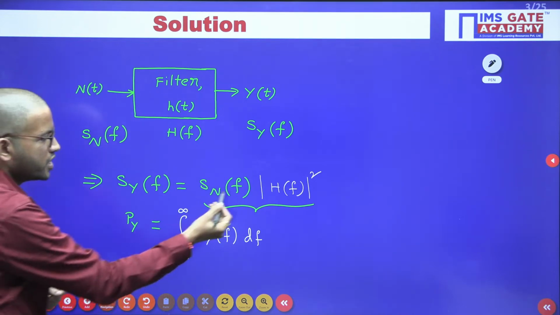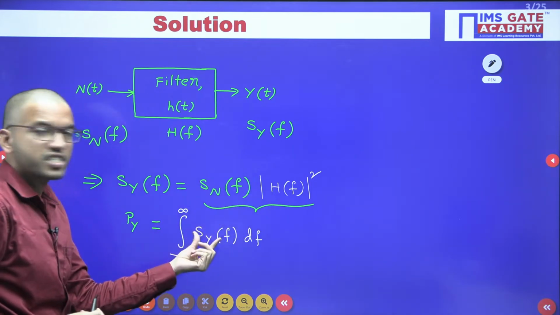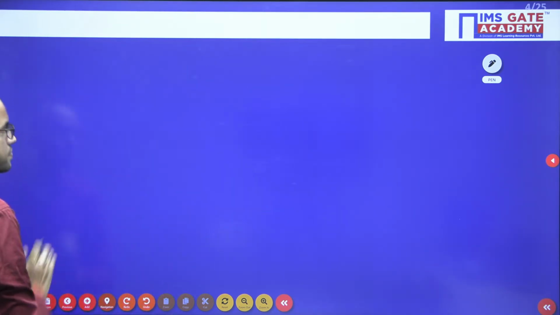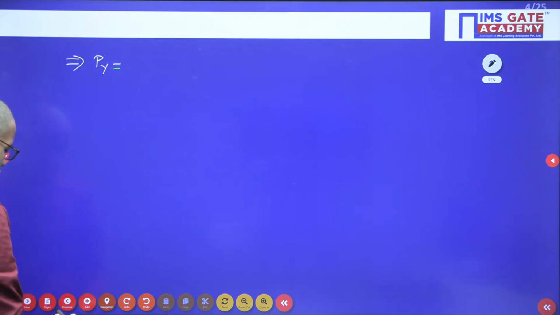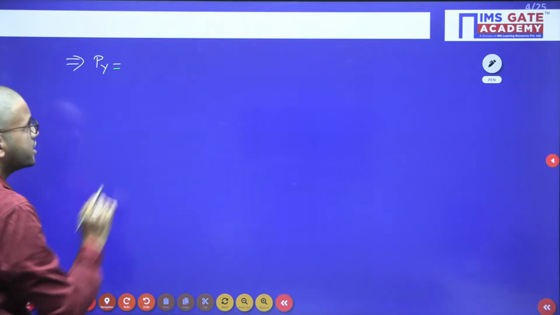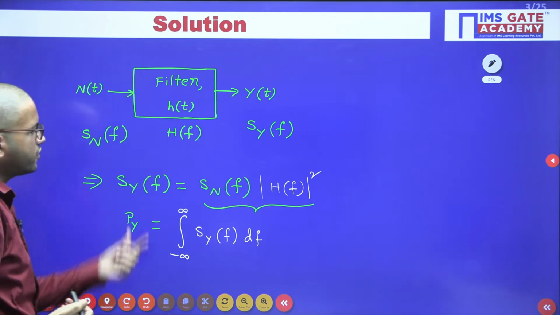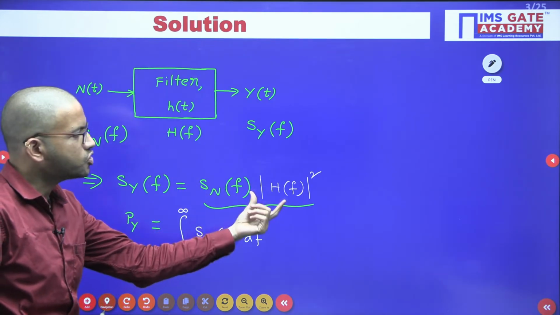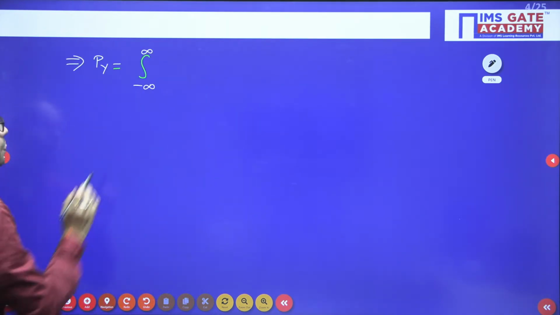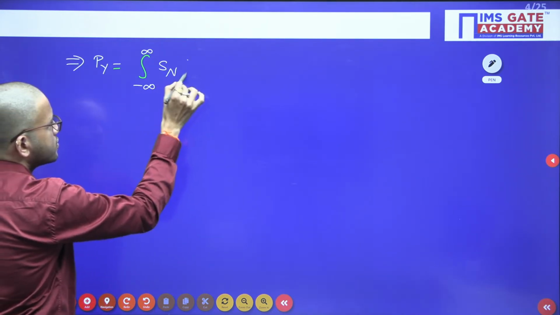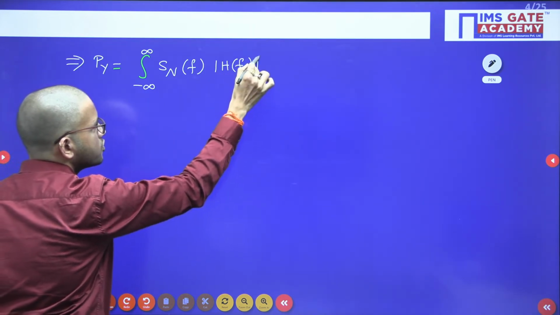Okay, right. Now you can substitute this entire equation here, whatever you have on the RHS. So the power at the output is equal to the integral from minus infinity to infinity of Sy of f, which is nothing but Sn of f into magnitude of H of f whole square, right? Yes, very good Manoj. So, Sn of f into magnitude of H of f whole square df.